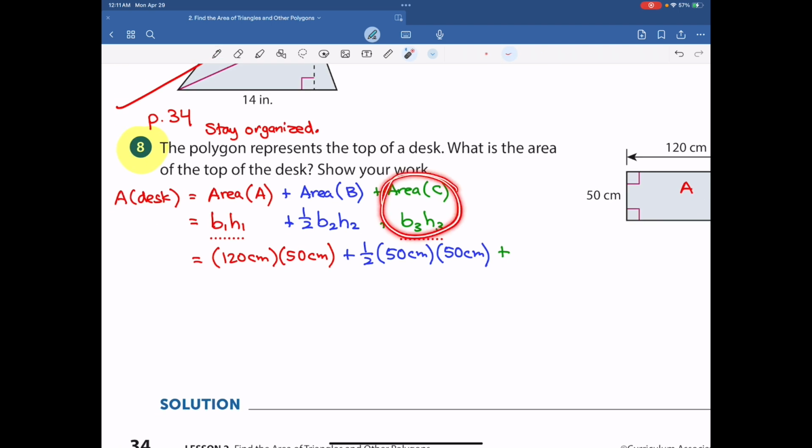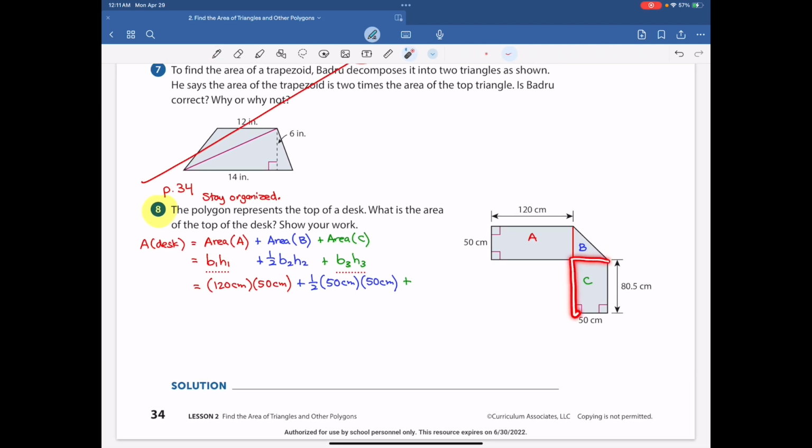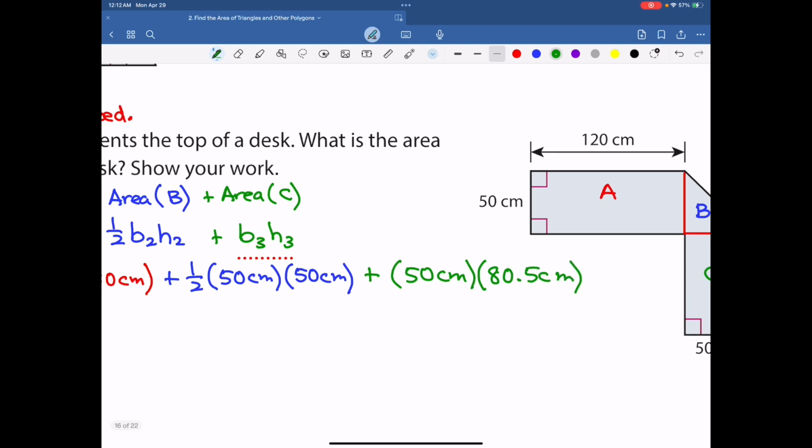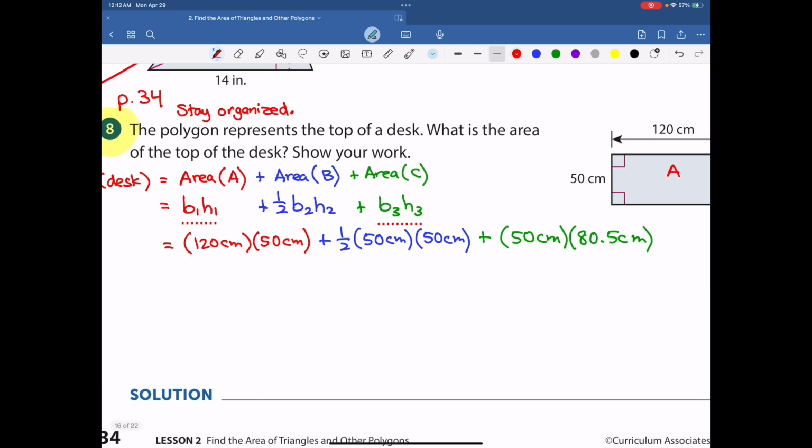Now working on the green section right here, also base times height. So we have 50 centimeters for the base, 80.5 centimeters for the height. So let's write down 50 centimeters in green times 80.5 centimeters for the height. Let's go ahead and simplify each section on the next line. So we'll simplify red, simplify blue, simplify green.